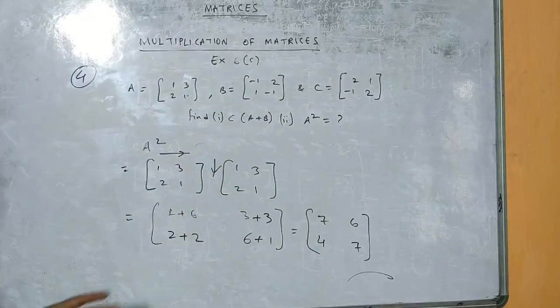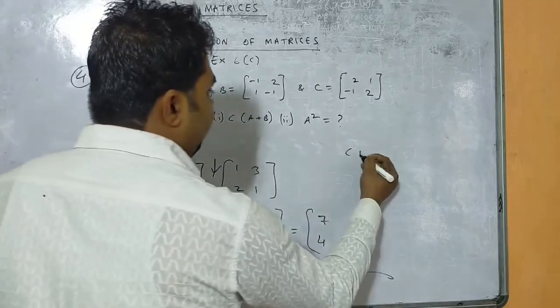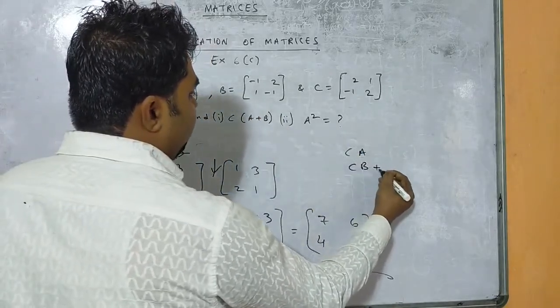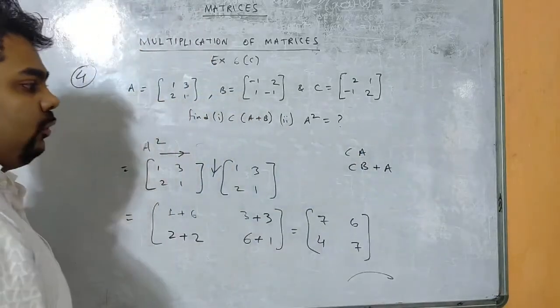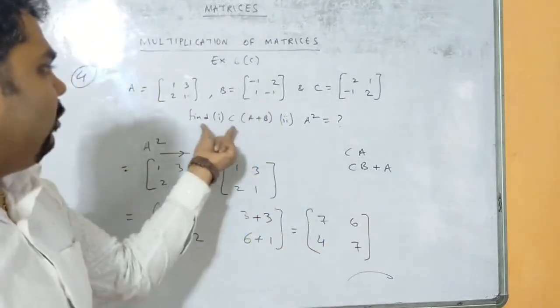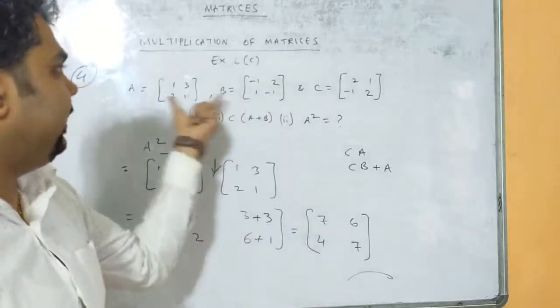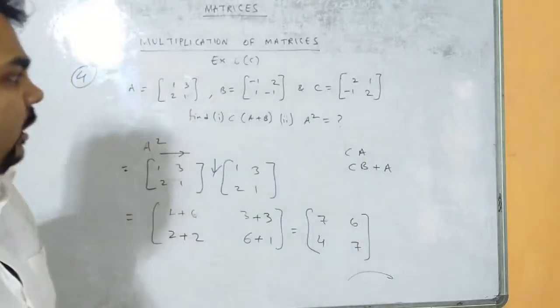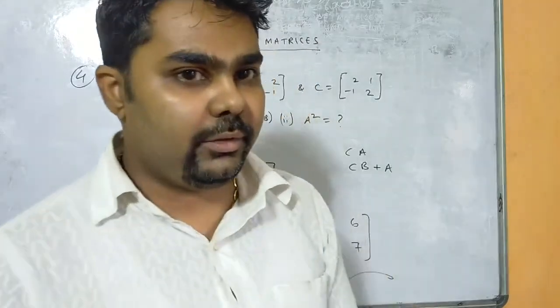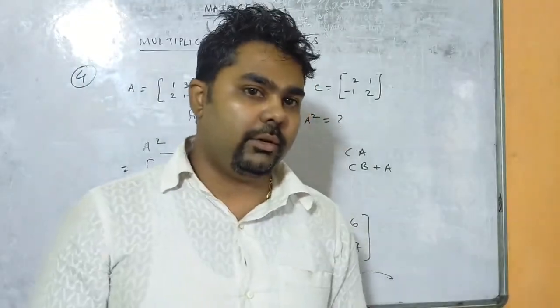So like this we can find the multiplication of CA, we can find the multiplication of CB plus A. So first we will multiply, then we will add the matrices. So likewise any operation which is given, we can find easily from these three matrices. Because now we know how to add matrices, how to subtract matrices and how to multiply matrices, right?